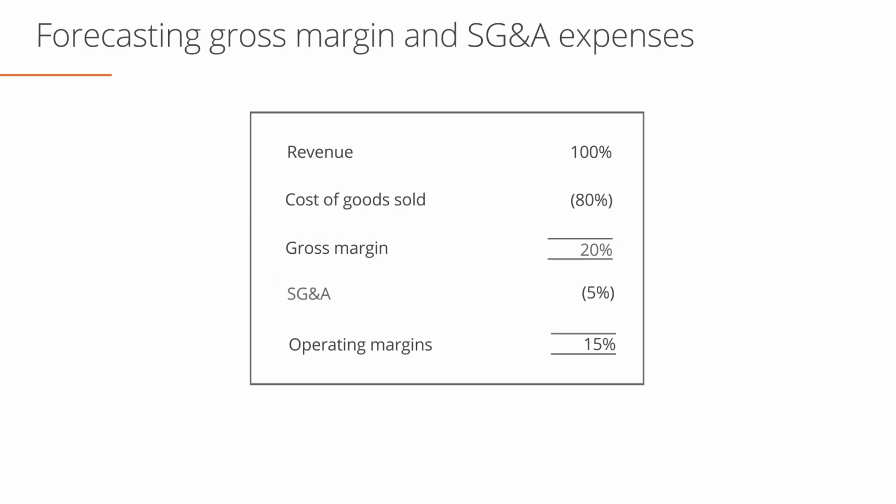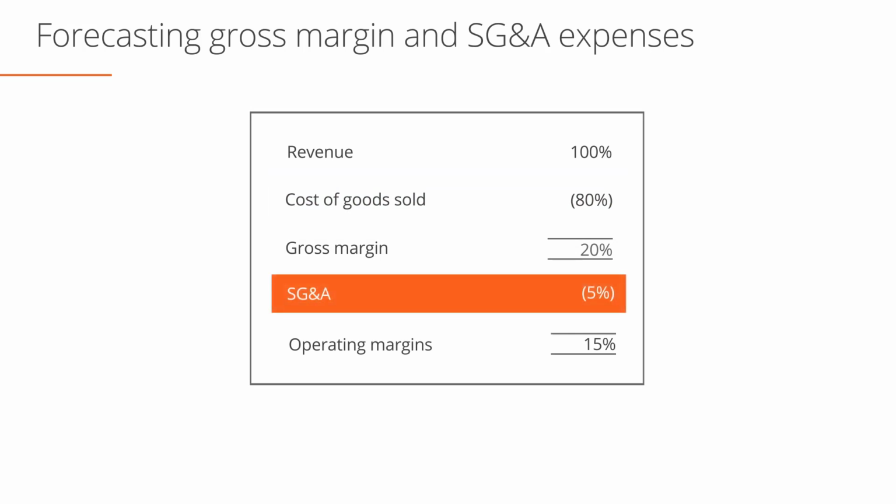The next step is to forecast overhead costs. Forecasting overhead costs such as selling, general, and administration costs, or SG&A, is often done as a percent of revenues. Although these costs are fixed over the short term, over the longer term they are more variable. This allows us to link them to revenues.